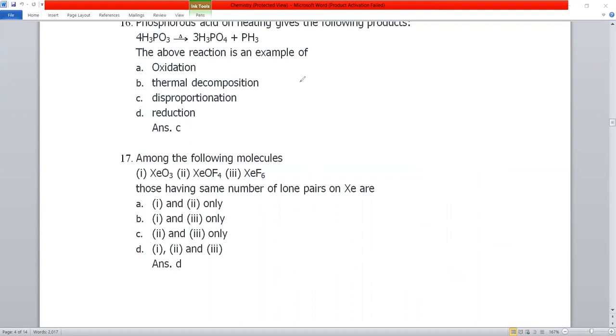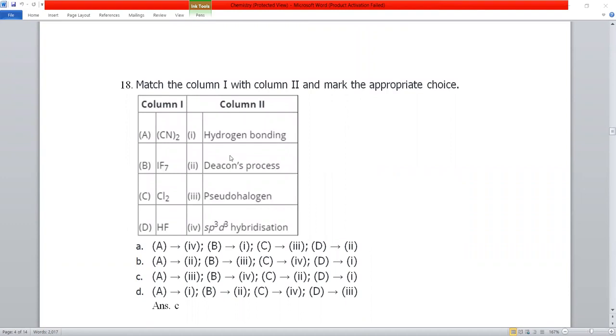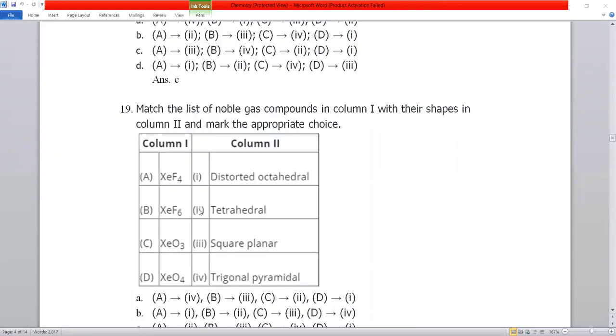Next. Question number 18. Match the following they have given. So we know very well that cyanide is a pseudo halogen. IF7 hybridization is what, students? IF7 hybridization is sp3d2. Chlorine is prepared in the Deacon's process. HF has hydrogen bonding. So which case is exactly matched? Option C is the correctly matched one. So next, question number 19.